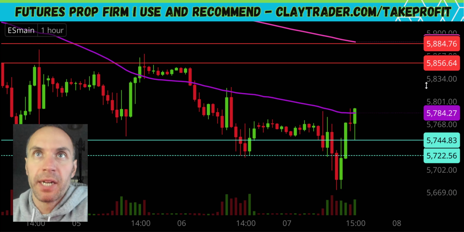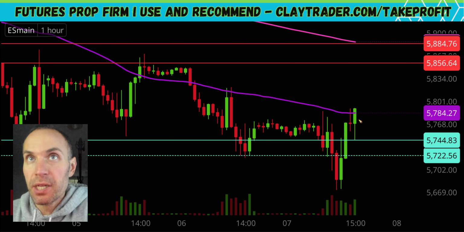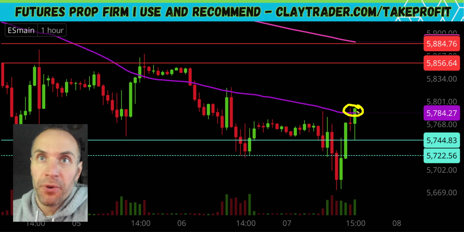Next one here, we are taking a look at the ES, and the ES also had a very nice bounce. A little bit different than the NQ because you can see here, this one has actually been able to peek its head up over that purple line there. Now, I would offer a word of caution just because we've had some instances here where the price has peeked its head up above that area only to fail back down.